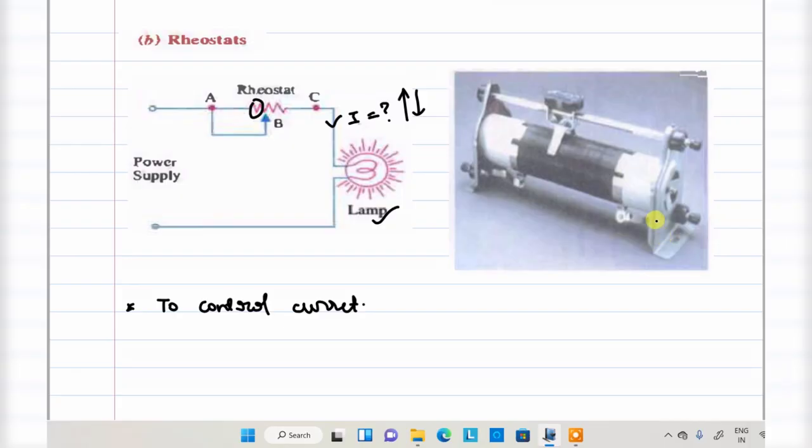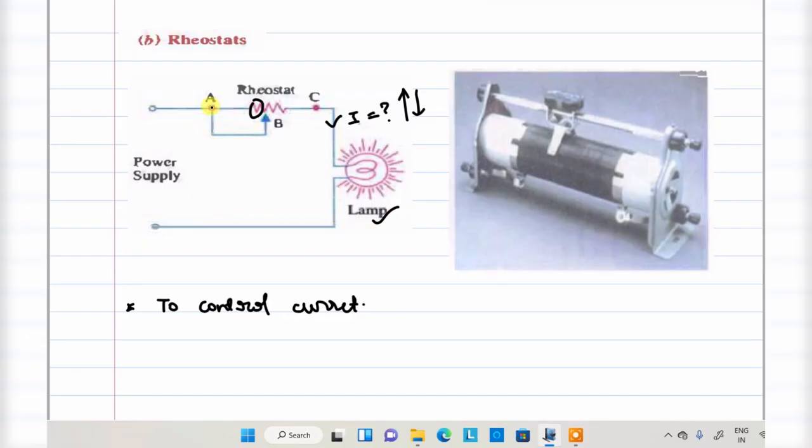If you want to increase the lamp brightness, what will happen here? Decrease the value of resistance here. That means it is moving towards the B terminal. Whenever you are moving towards the C terminal, the brightness is going to increase. When this B terminal moves towards the A terminal, brightness is going to decrease. So based on the resistance value, based on the moving terminal, we can decide the brightness of the lamp.